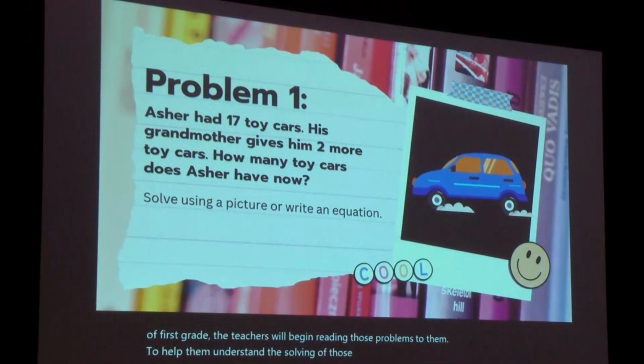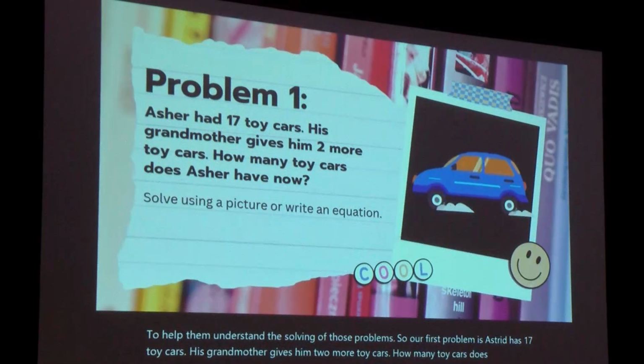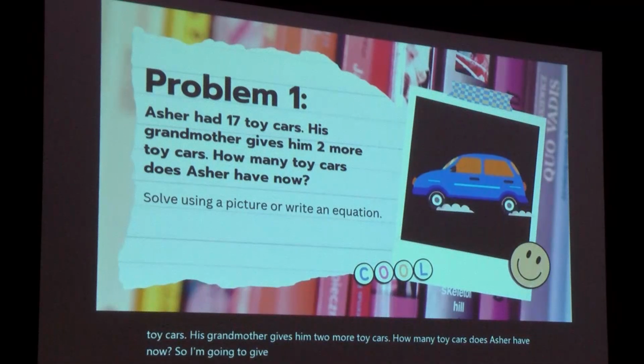So our first problem is: Asher has 17 toy cars. His grandmother gives him 2 more toy cars. How many toy cars does Asher have now? I'm going to give you a few moments to solve this problem, and I want you to think as a student, what would you do to solve this problem?